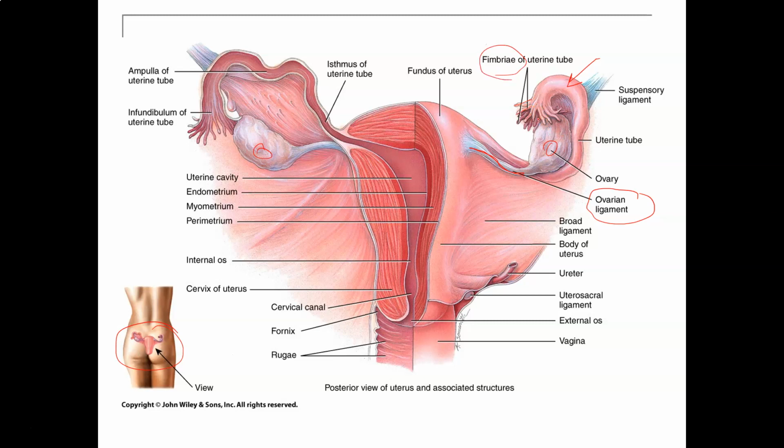And those fimbriae are going to help sweep the egg that's eventually going to be released from the ovary into the fallopian tube. These fimbriae at that time are going to move and help sweep or suck the egg up into the fallopian tube. So here we see the uterine tube coming around and then leading into the uterus. Following the uterus down, we get to the cervix and then into the beginning of the vagina.